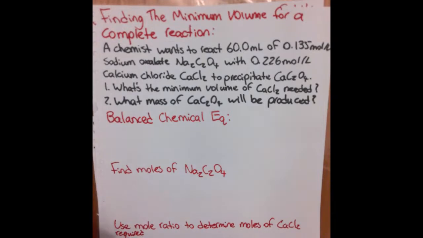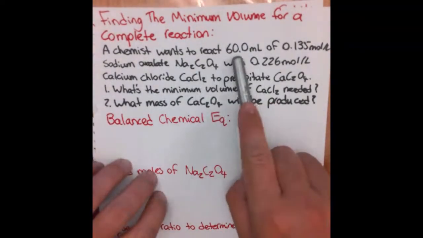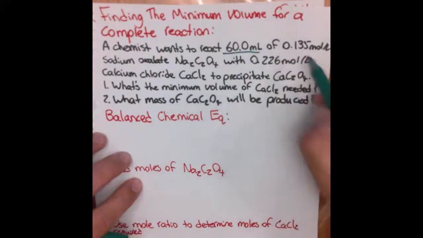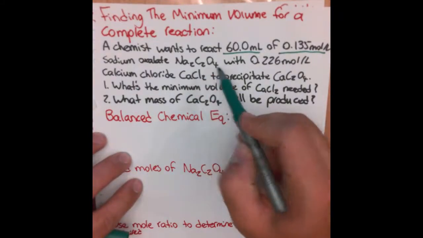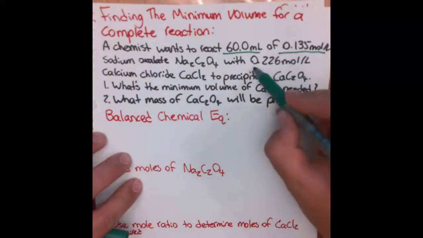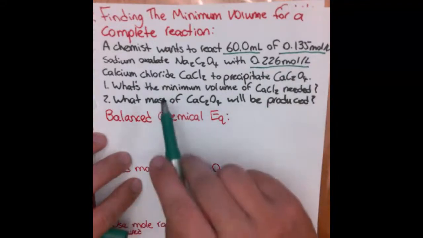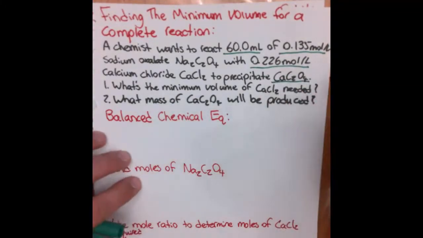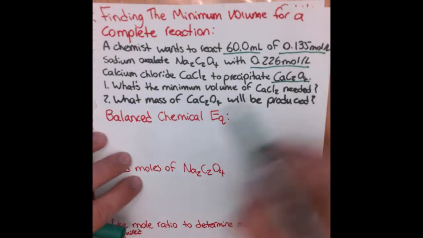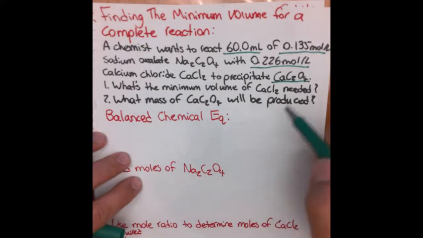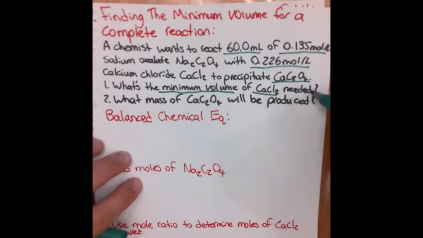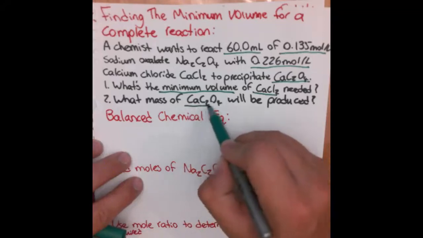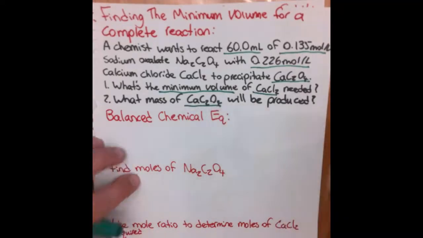So what we're going to look at now is a chemist is going to want to react 60 milliliters of 0.135 mole per liter sodium oxalate, right, which is Na2C2O4, with 0.226 mole per liter calcium chloride to precipitate calcium oxalate, right? So this is the two-part question. First thing it's asking us is what is the minimum volume of calcium chloride that is needed in order to make this reaction complete fully, right? And then finally, what is the mass of CaC2O4 that will be produced, right?